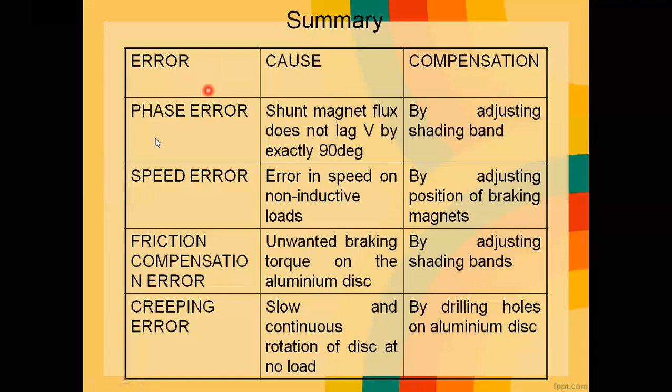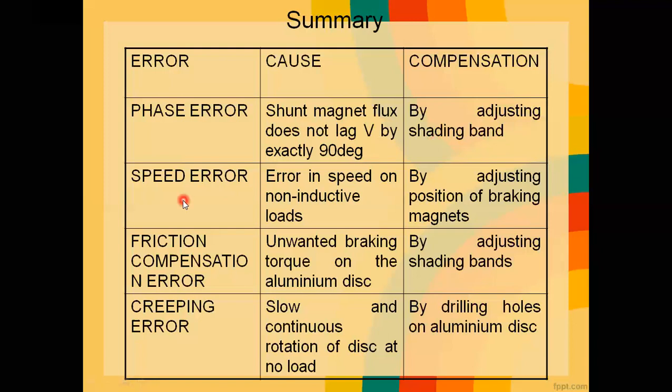So first one is phase error. Shunt magnet flux does not lag voltage by exactly 90 degrees, which is an important requirement. So how can we compensate it? By adjusting the copper shading bands.